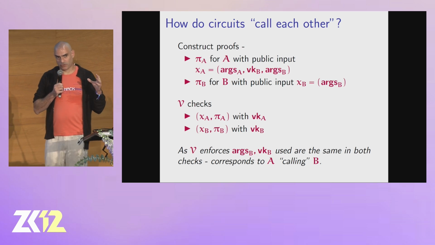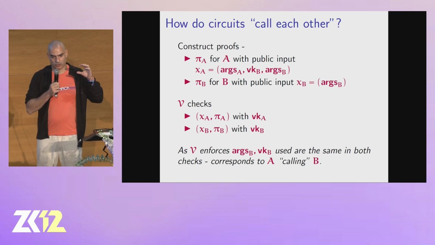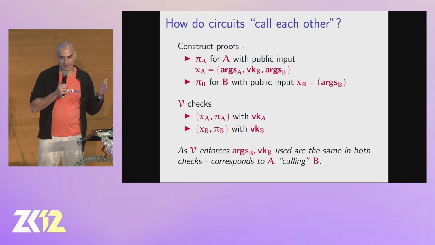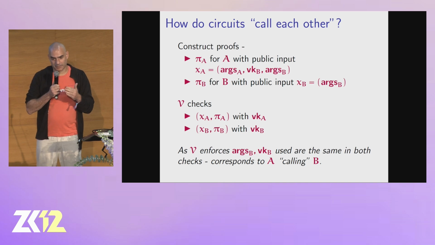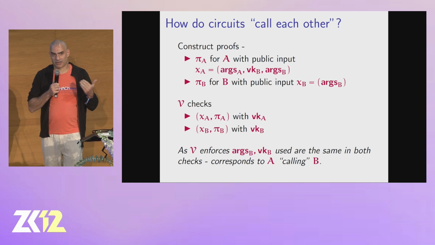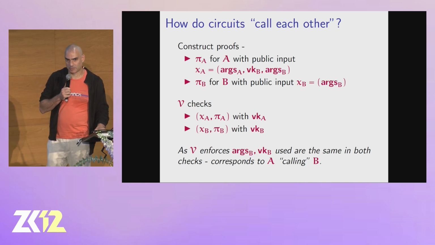And since this verifier V will use the same args B and VKB for checking A and checking B, this corresponds intuitively to A calling B. That's the basic idea.